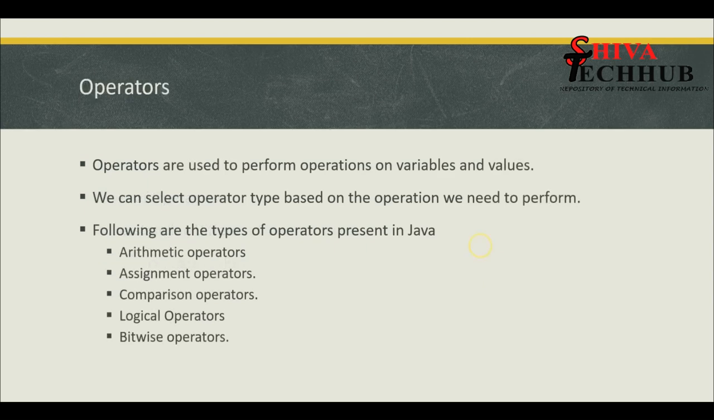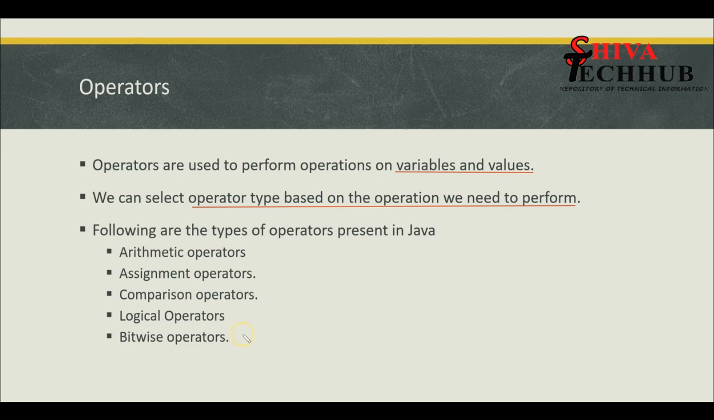So first let us try to understand what actually is an operator. It is used to perform operations on variables and values. Variables and values, in the sense you can directly perform an arithmetic operator or bitwise operator or complement operator, any type of operator directly on the values, or you can assign those values to a variable and you can perform the operations on those variables. So that is the meaning of this first point. And also we can select the operator type based on the operation we need to perform. So for example, we want to perform any arithmetic operation like plus, minus. So according to our requirement, we need to select a proper operator type.